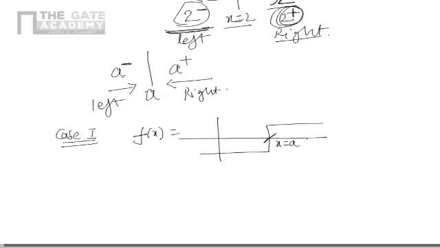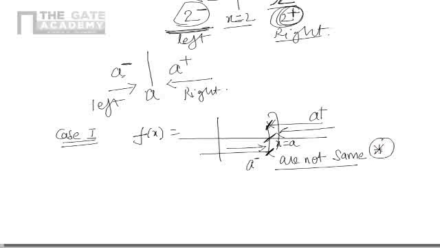Now let me do what I did in the previous function. Let me try to approach x equal to a from this side, and let me try to approach x equal to a from this side. When I approach from the a plus side, I hit this value, and when I approach from the a minus side, I am hitting this value. Observe that these two values are not the same. Please observe this. This is very important.